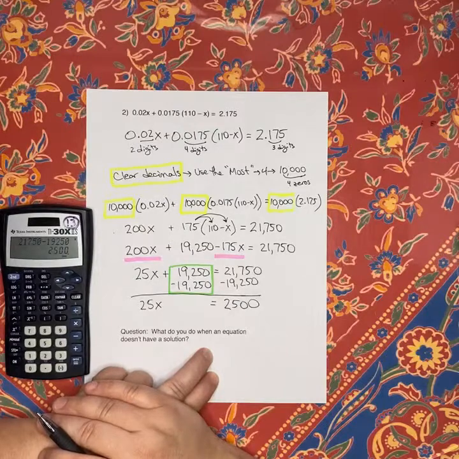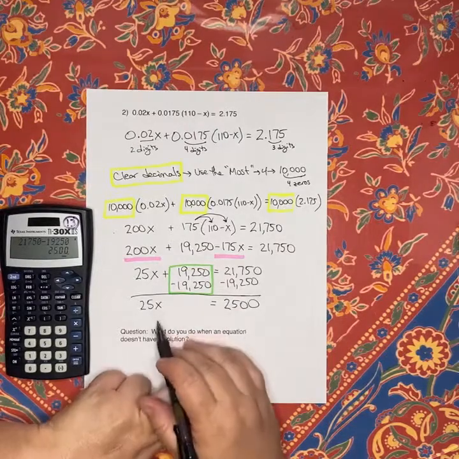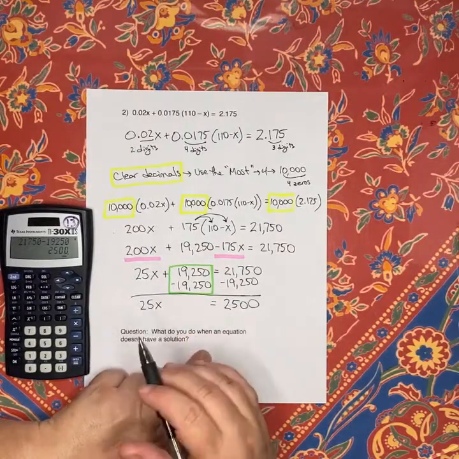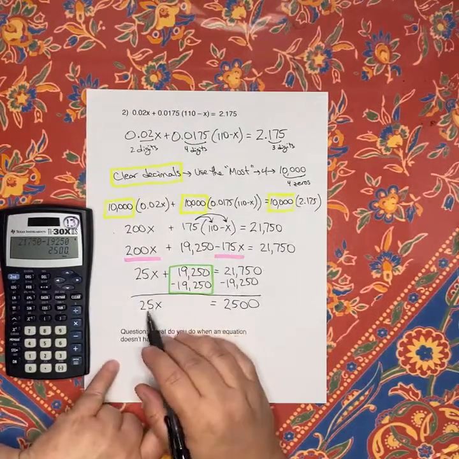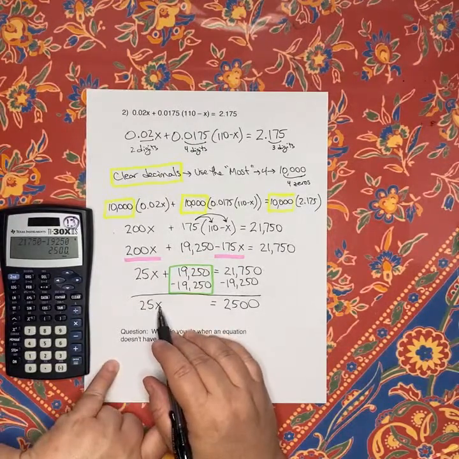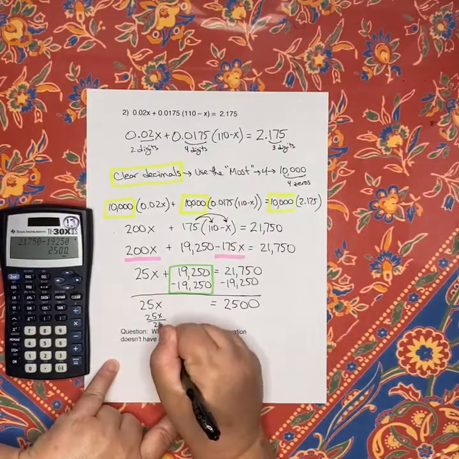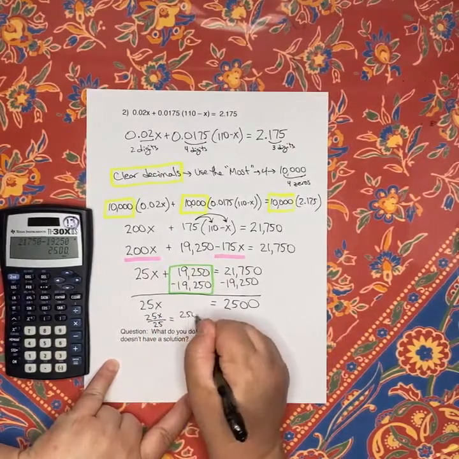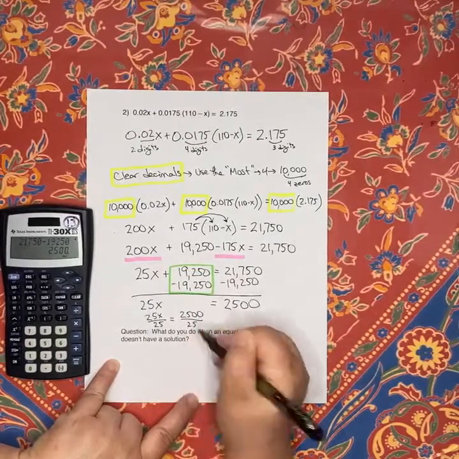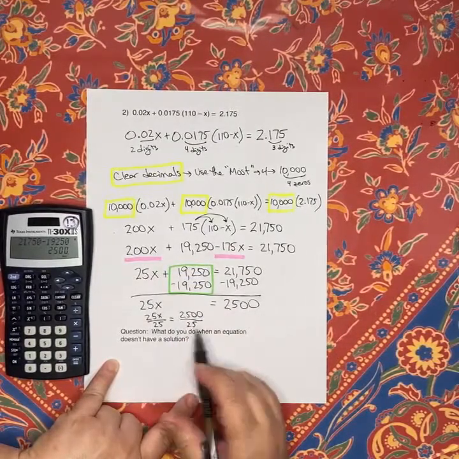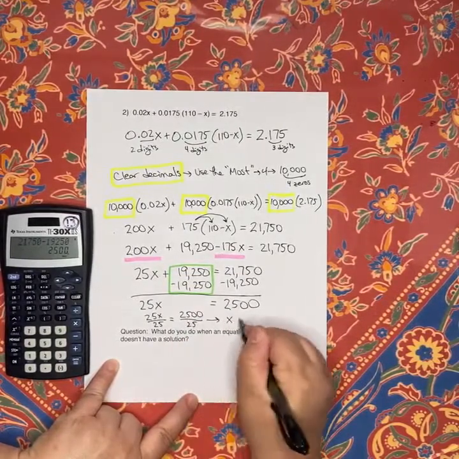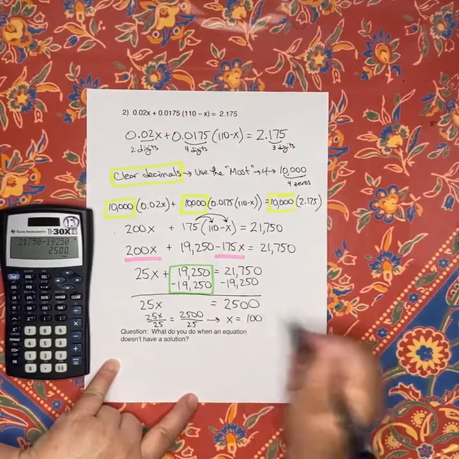And now what am I going to do to both sides? I need to isolate x. So I need to do the opposite of what's here. This is 25 times x. So I'm going to divide. 25x over 25 equals 2,500 over 25. Divide both sides by 25. X equals 100.